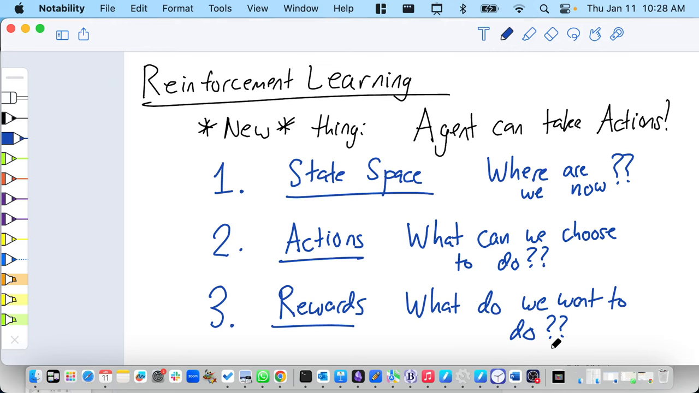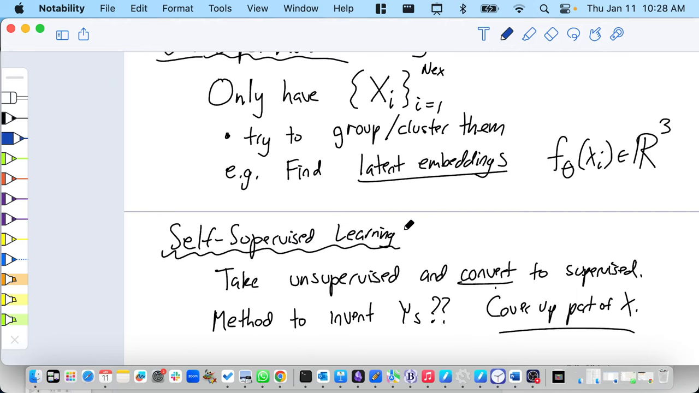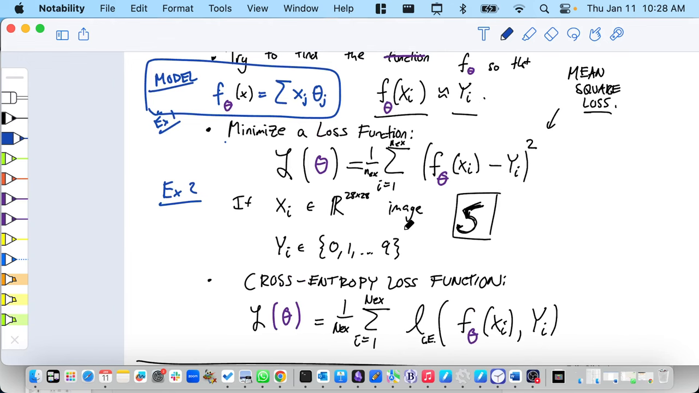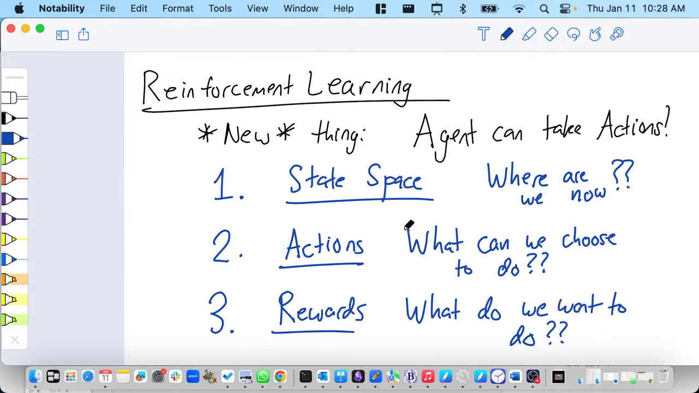The rewards are very similar to the reverse of the loss function, right? So the loss function was telling you how bad you are doing. The rewards are the opposite. They're like the thing you want to do. So they're kind of playing the same role as the loss function. So that's very roughly what reinforcement learning is.